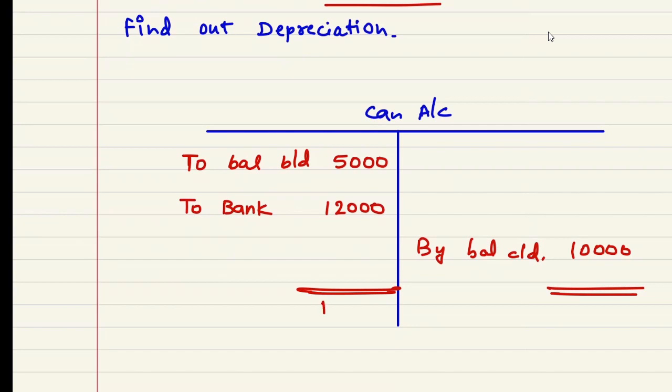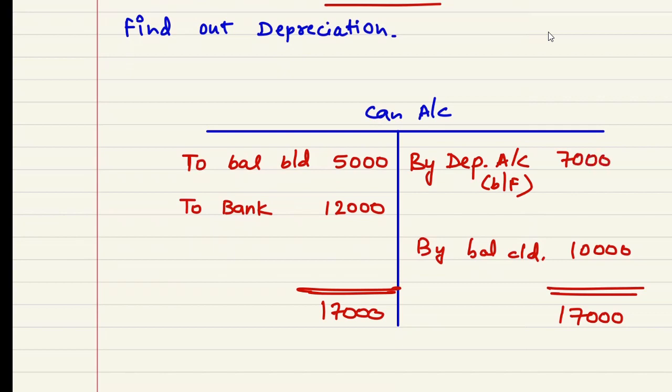So what is the total here? Here it is 17,000, 5,000 plus 12,000. Here it should also be 17,000. Whatever is the balancing figure would be your depreciation. So here 7,000 is charged as depreciation and it will go to your P&L account.